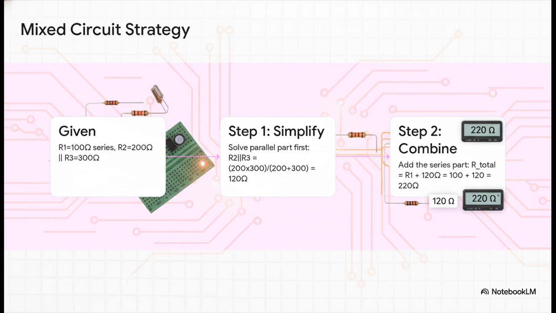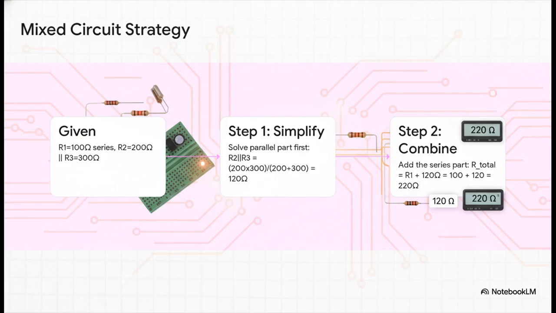And now, for the main event, mixed circuits, which are just a combo of series and parallel. The golden rule here is simple. Always, always tackle the parallel bits first. Turn them into one single equivalent resistor. Here, our 200 and 300 ohm resistors in parallel become a 120 ohm resistor.